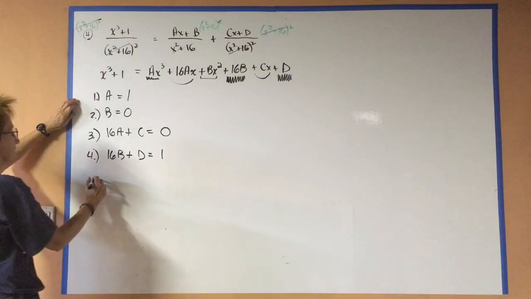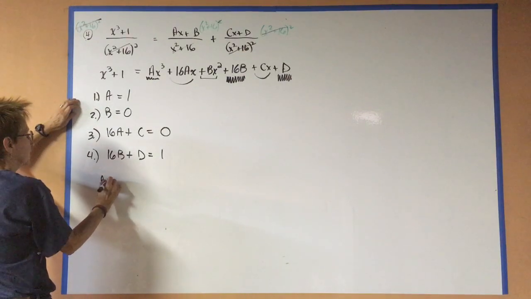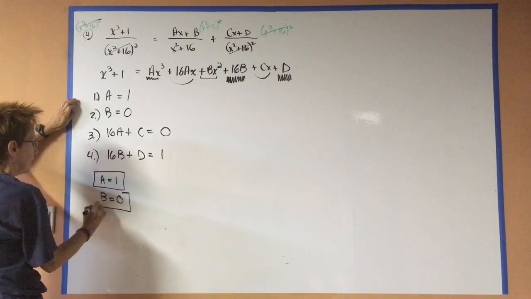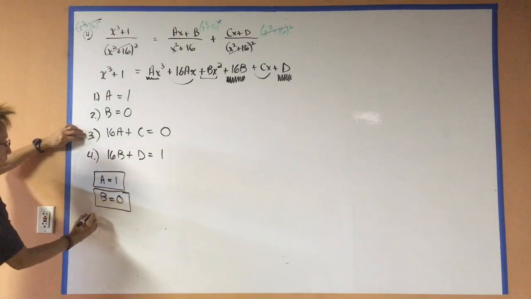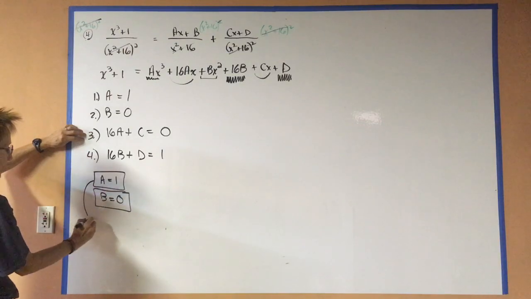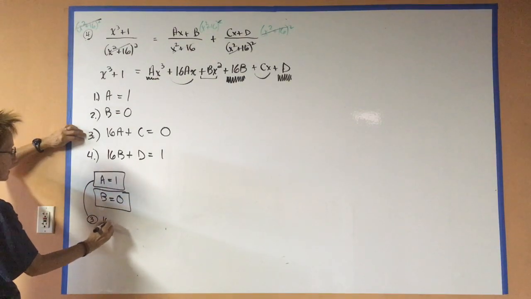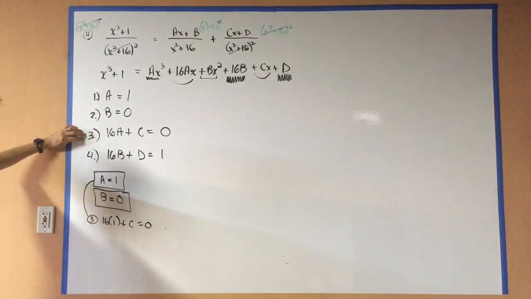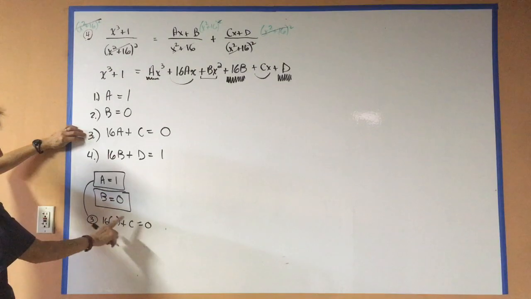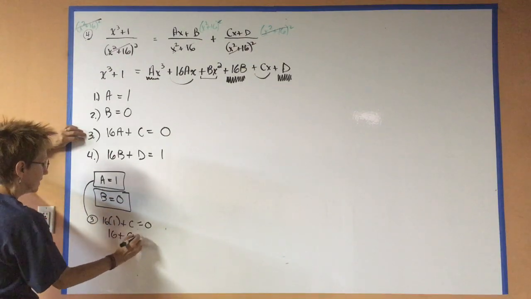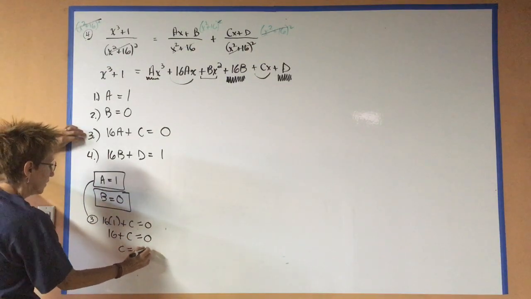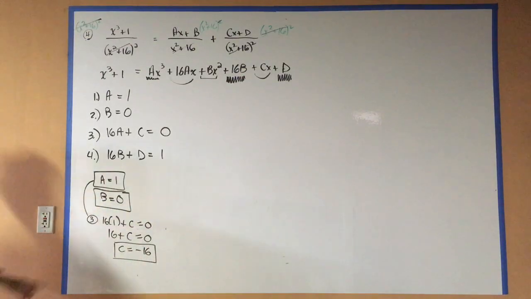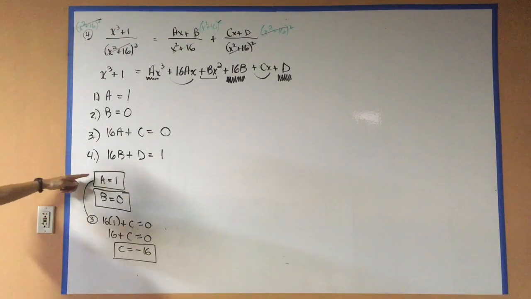So I'm almost done. So first thing is, I know a is equal to 1. Second thing is, I know b is equal to 0. So now, in equation 3, I'll plug the a in. 16 times a plus c equals 0. So that says that 16 plus c equals 0. So c is equal to negative 16. So there's my next value. And now I have a, b, and c.